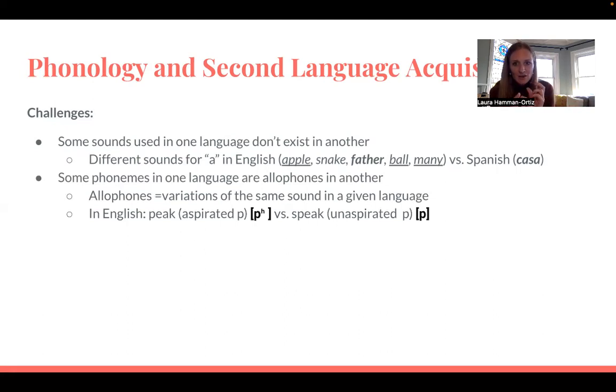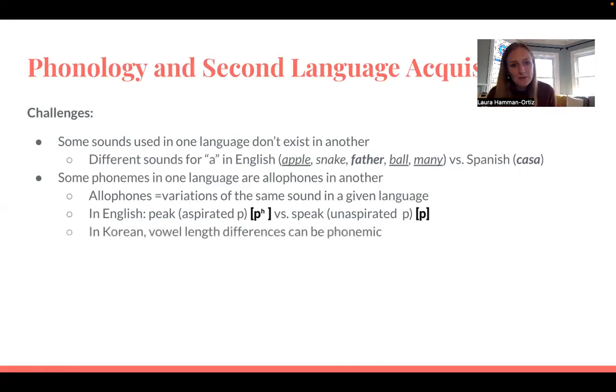So you might say, well, it sounds like the same letter, right? But they're slightly different. Peak with a puff of air and speak without a puff of air are allophones. There's no difference in meaning between those two sounds. But in some languages, whether or not there's a puff of air accompanying a sound might mean a difference as big as the difference between cat and bat. P and b are separate phonemes. But in some languages, the difference between those two sounds, p and p, might be phonemic, might mean a different word that you're producing altogether.